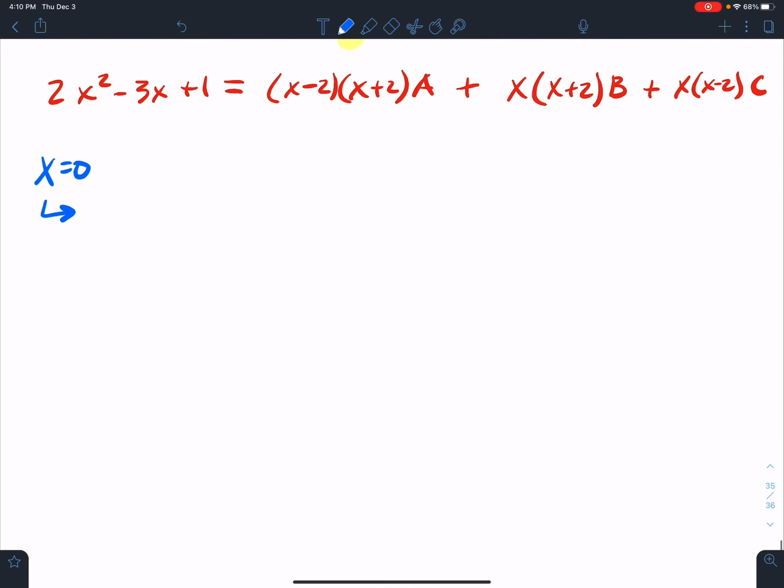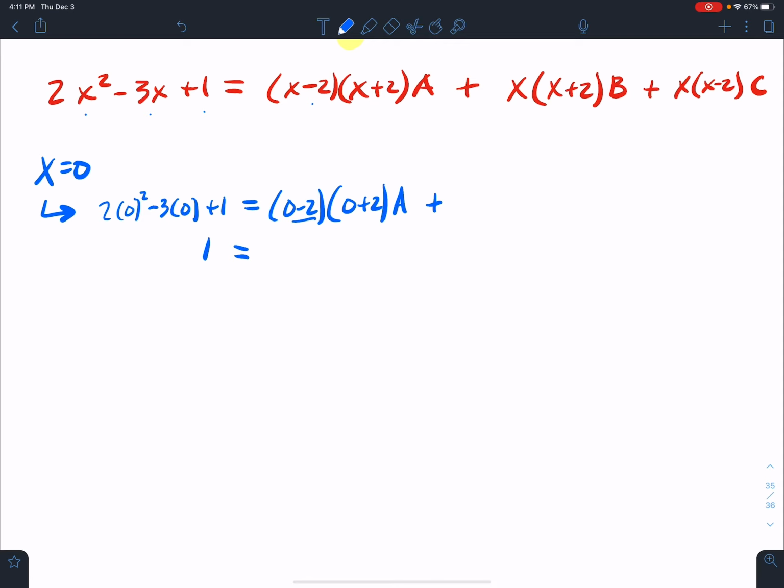So if I plug in 0 here, this gets me 2 times 0 squared minus 3 times 0 plus 1. So that's just 1, right? And then if I plug in 0 here, I have 0 minus 2, 0 plus 2a. And so that's going to be negative 2 plus 2, that's negative 4a.